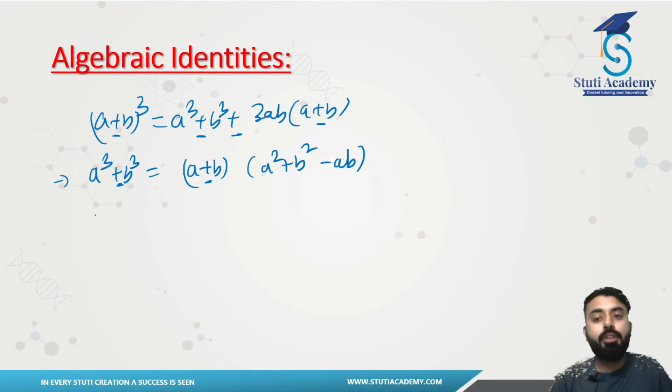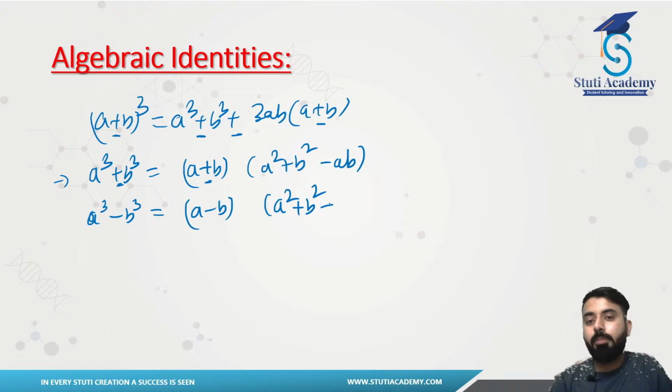If you want to find out the value of a cube minus b cube, it will be what? (a minus b) into (a square plus b square plus ab). So these are the identities here. Some of the identities are already mentioned in your books. I just have to write one more identity, then we are ready to go.